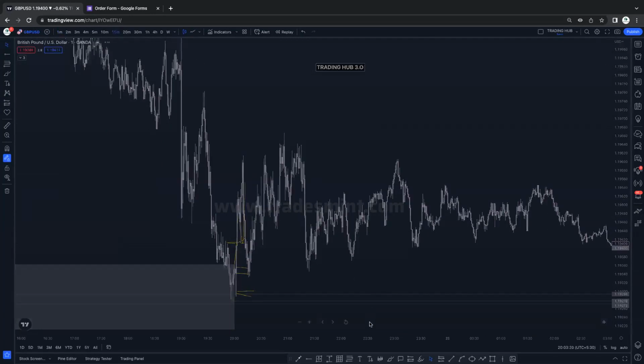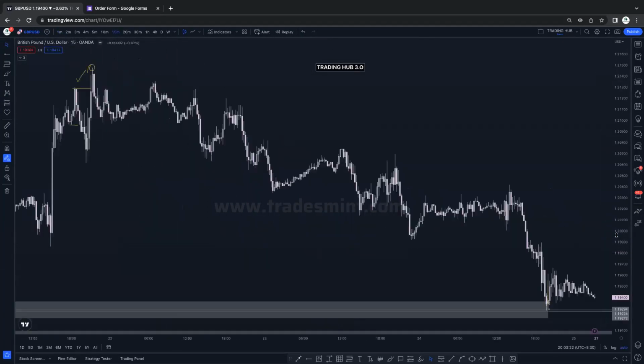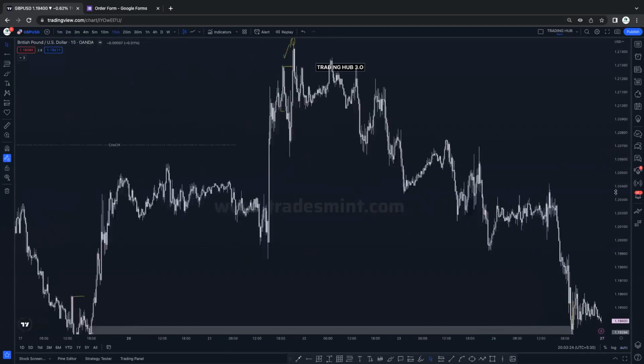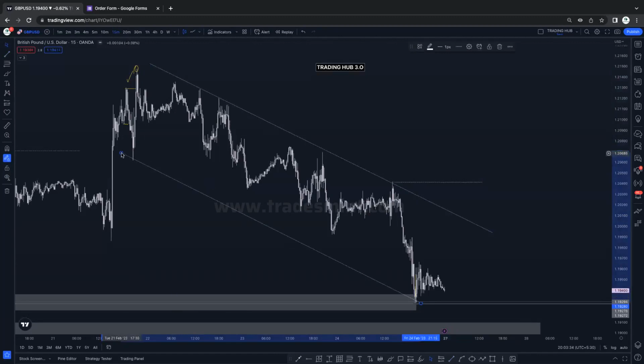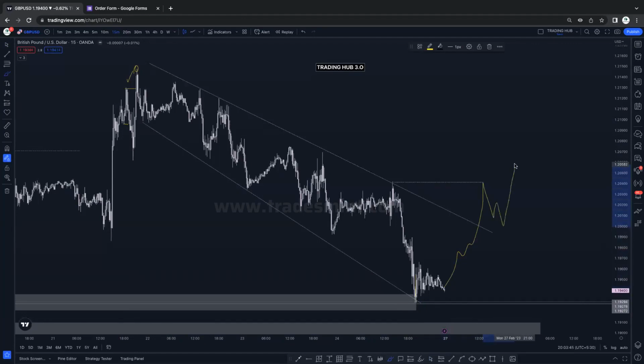So price mitigated your 15-minute POI here, and we can see some continuation to the upside, at least taking out this high, right? Because of the trendline liquidity, and this is a channel pattern as per the pattern. So when the market broke this one, a lot of people were induced here to buy and then price pushed downside.